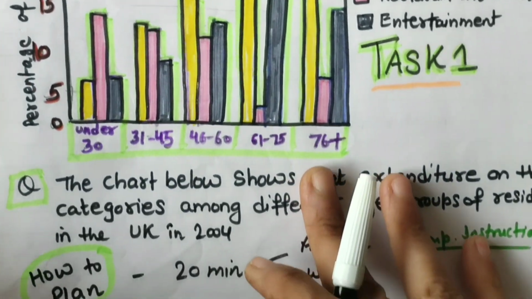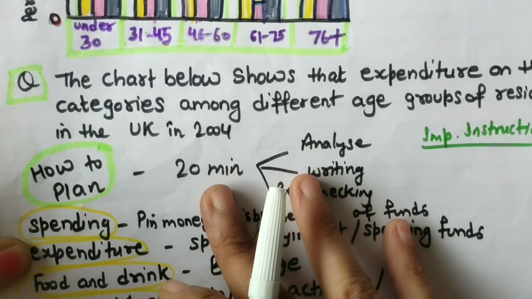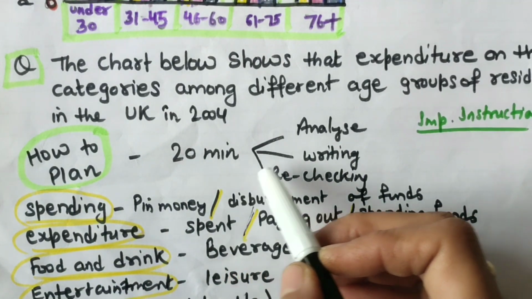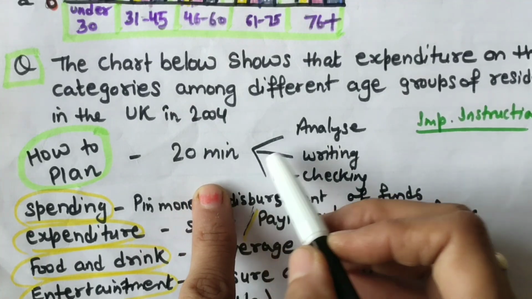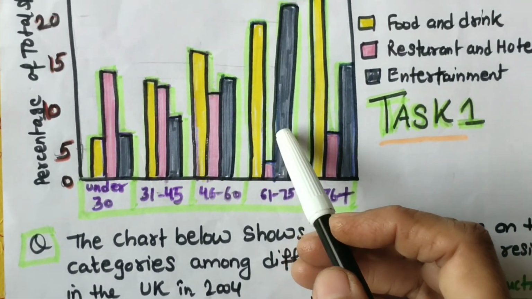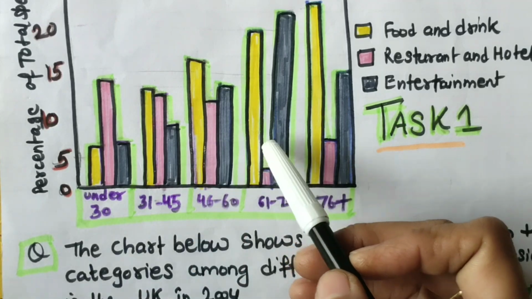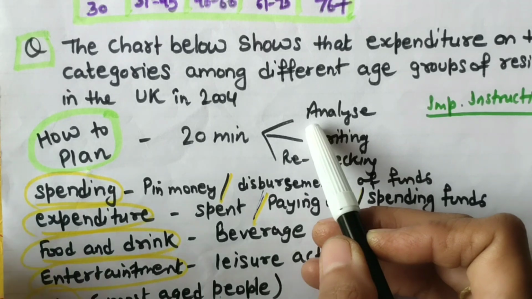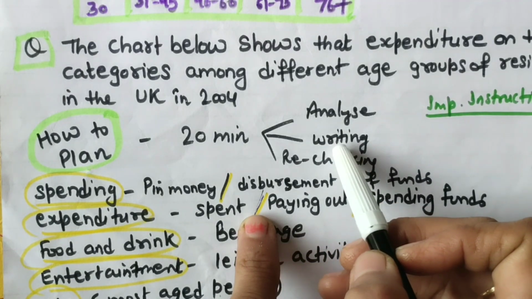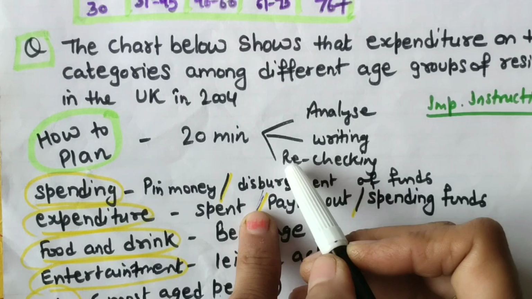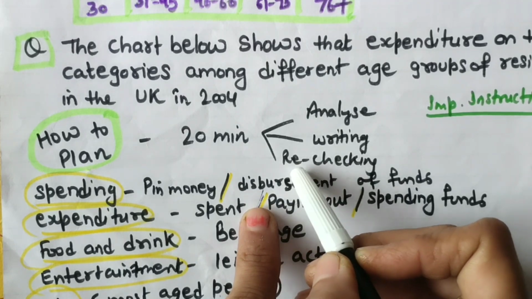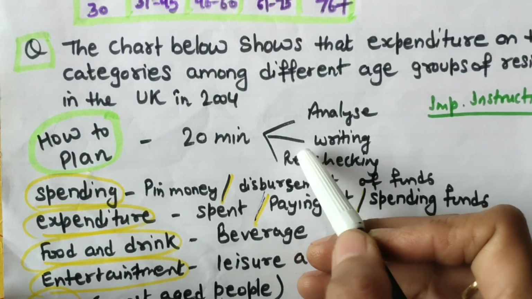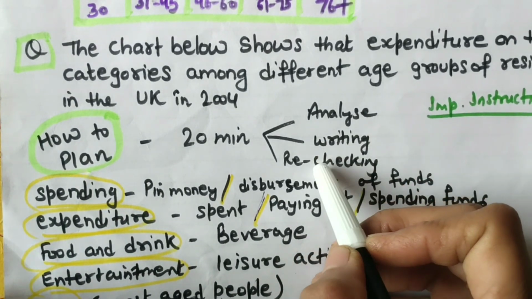Now let's discuss important things: how to plan your 20 minutes. As you know, you will be getting 20 minutes at least. First 3-4 minutes, spend time on analyzing the details, like how I am doing it. But one more thing is missing. After this discussion I will tell you what is missing. After 3-4 minutes of planning, you have to write your writing task 1, and finally the last 3 or 4 minutes you can spend on rechecking, meaning reread whatever you have written, so that you can find your own errors.